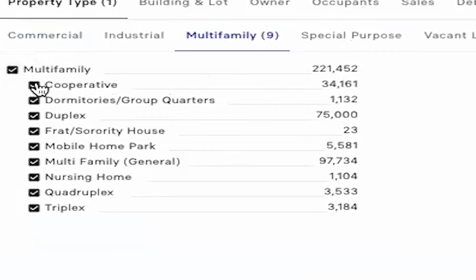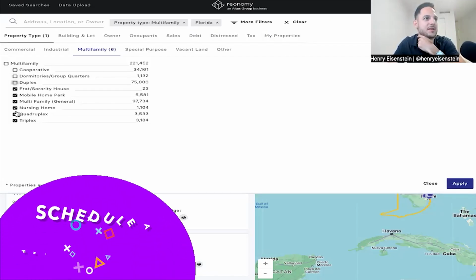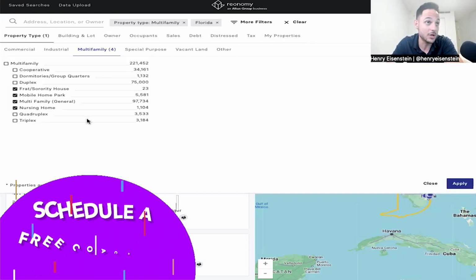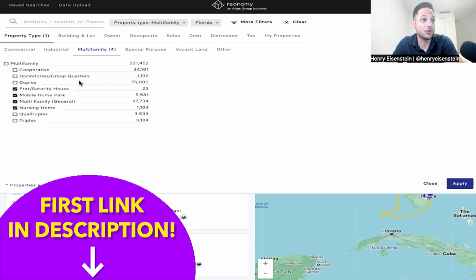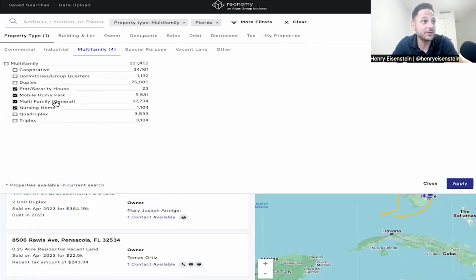Obviously, we're probably not going to want to call co-ops. That just doesn't make any sense. We're not going to want to call rooming houses. Obviously, 2 families, 3 families, 4 families are not commercial properties. Now, don't get me wrong, have I made a lot of money by brokering and wholesaling and also buying 2 families, 3 families, and 4 families? Yes, of course. So if you want to prospect them, no problem.